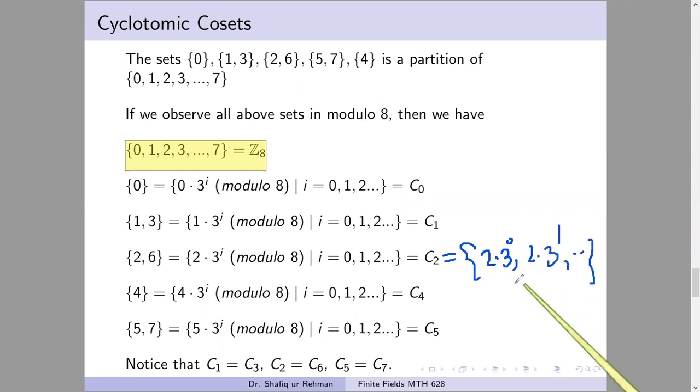And after that we have to be in mod 8. After mod 8, after 8 the repetition starts, so we consist of only 2 elements in this set. So in this way we can define these sets in another way in mod 8.